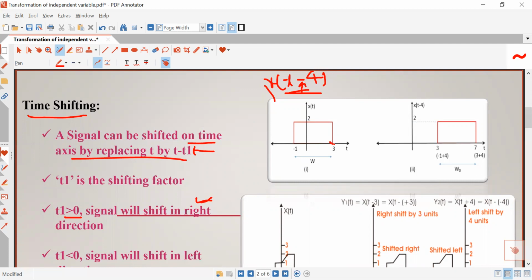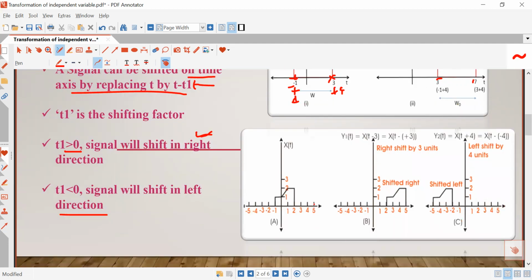So if this point is 3 and the signal will be shifted in the right direction, now this point will be 3 plus 4, 7. And this is minus 1, and you are going to shift the signal by 4 units in the right direction. So minus 1 plus 4 will be 3. So this point will be shifted to 3. So the new signal will be this. So this process is very easy, and you can easily shift the signal in the left or right direction.